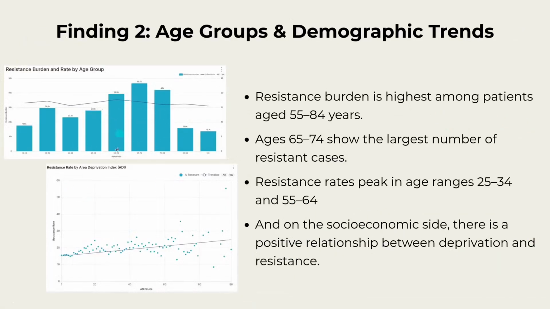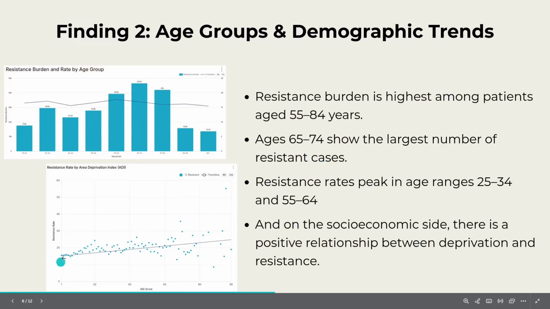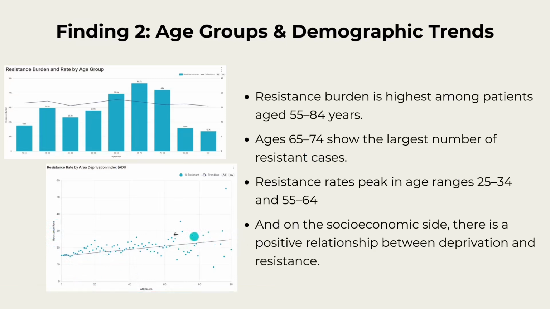Most of the resistant cases are recorded among patients aged 55 to 84, and resistance rates also peak in age ranges 25 to 34 and 55 to 54. On the socioeconomic side, it is notable that resistance rates correlate positively with deprivation, suggesting an improvement is needed in such areas.